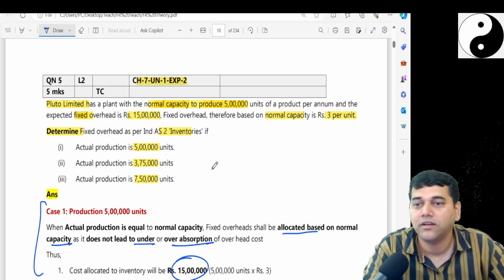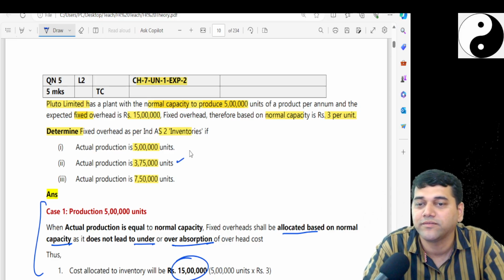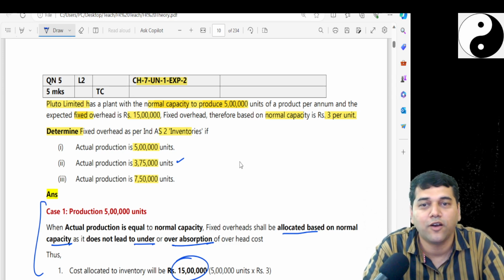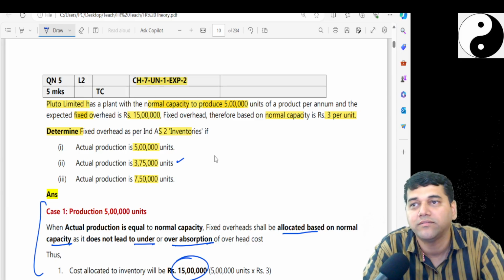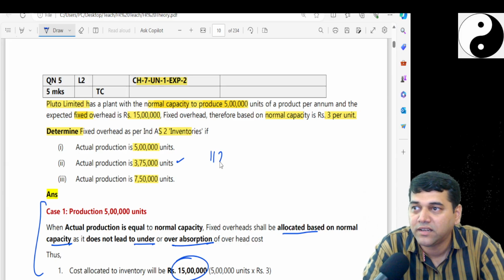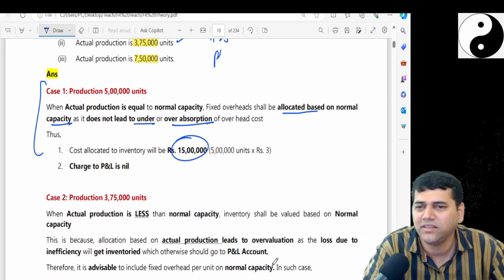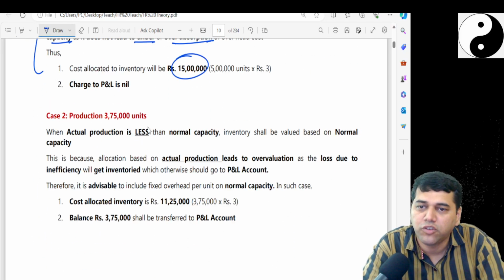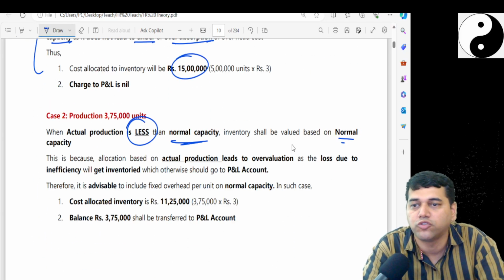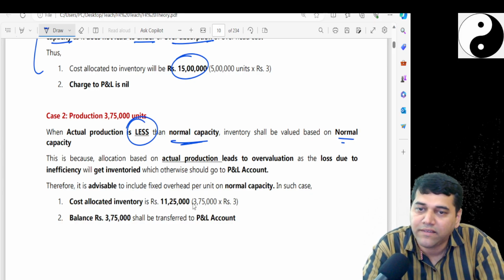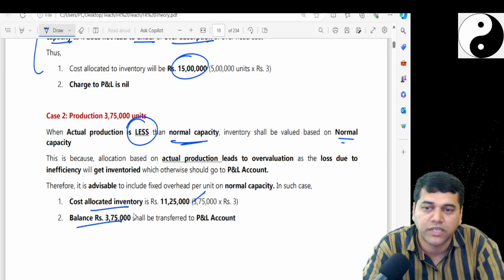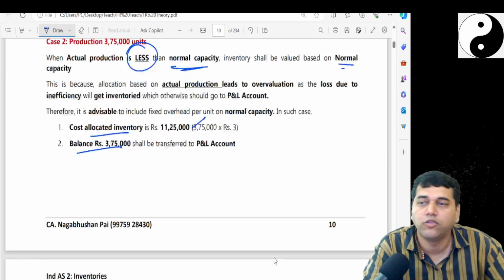Next, if it is actually 3.75, how much will go to my overhead? 11 lakh and the balance to P&L. Okay? Now you know very well. If the actual production is less than the normal capacity, it should go with the normal capacity. Thus, 11 lakh 25 will go to the allocation of the inventory, and the balance 3.75 will go to the P&L.